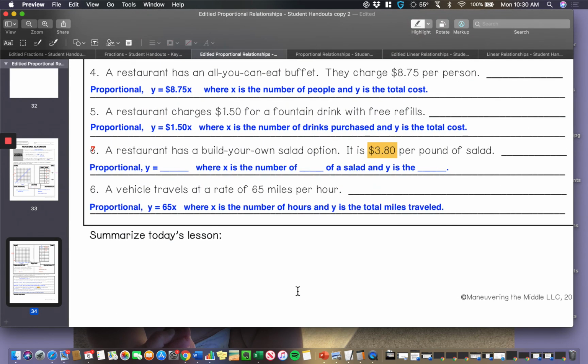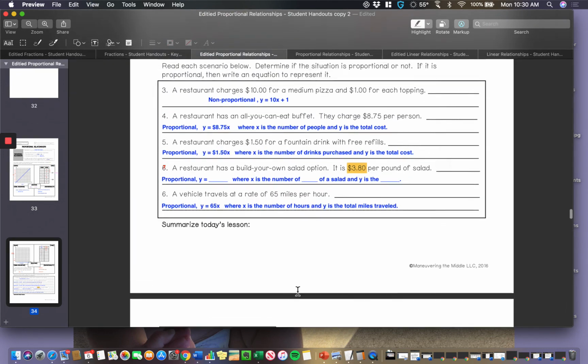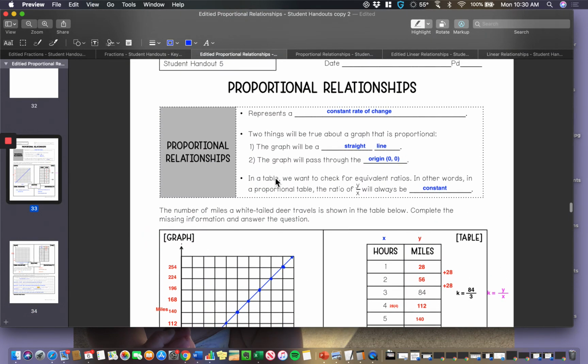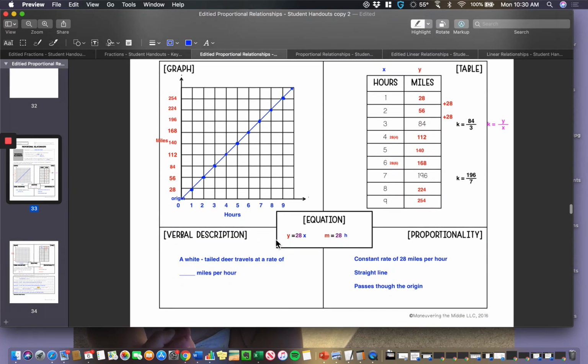In your summary, you can take any of the information from above. I always like to take stuff that is from the top here. Maybe just explain why it is proportional. So to tell me what features can tell me if my data set here is proportional or not. So remember, proportions need to be a straight line, and they need to pass through the origin, and they need to have a constant rate that is the same throughout the chart and the graph.